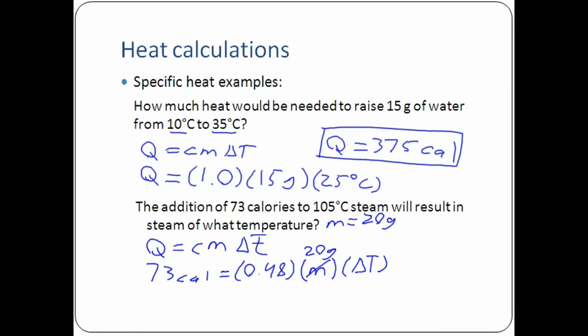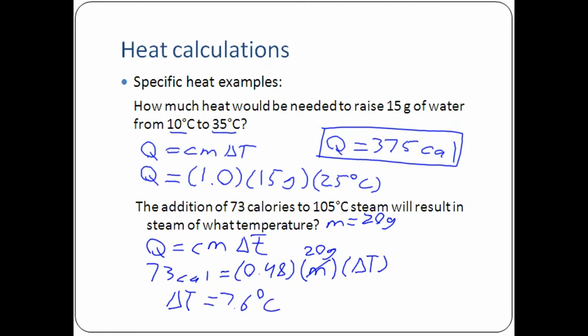And once we've got those 73 calories, you're going to divide it by 0.48, and then take that and divide it by 20. And we end up with, I get delta T to be 7.6. So we get delta T is 7.6 degrees Celsius.